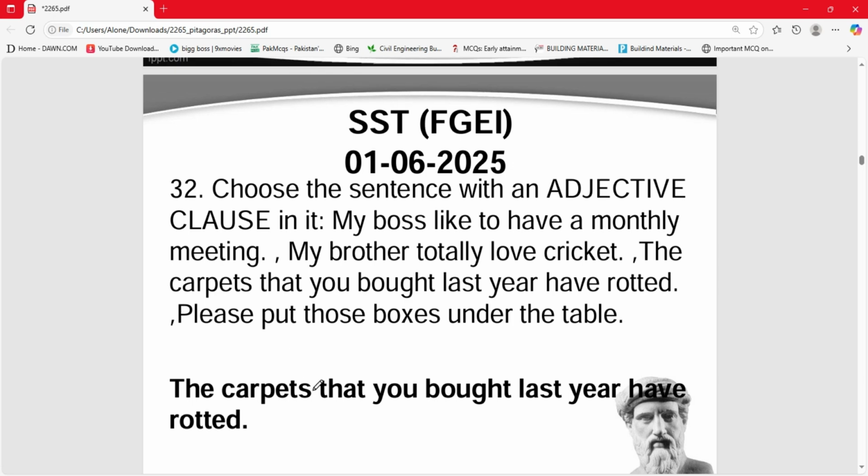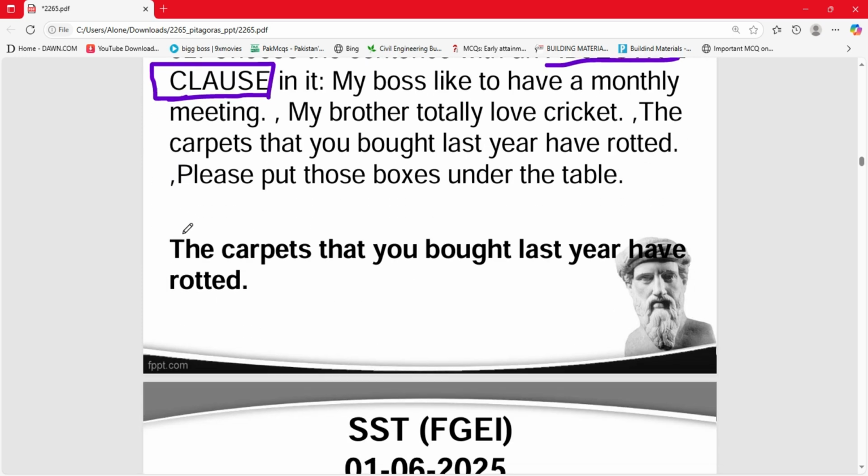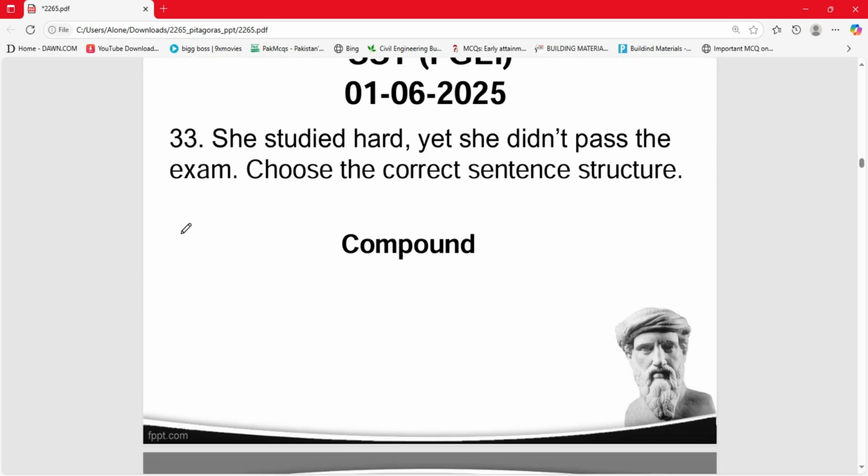we have to select a sentence according to adjective clause. So you have to learn adjective, adverbial, prepositional, conditional clauses, each and everything about this topic. There may be 2 to 3 questions related to clauses, and you have to also learn simple, compound, and complex types of sentence, their structure.